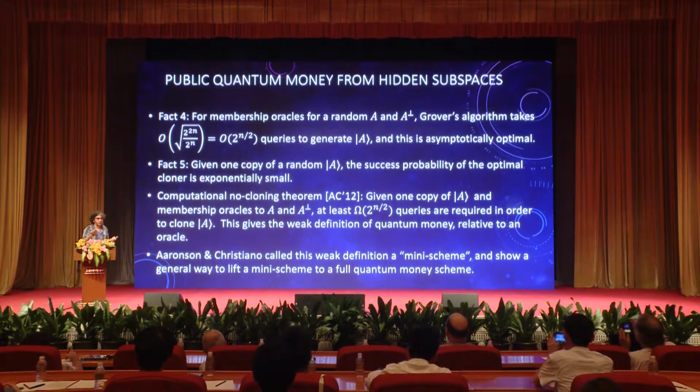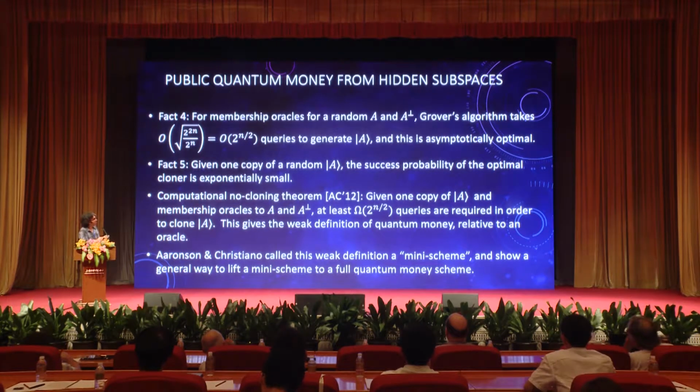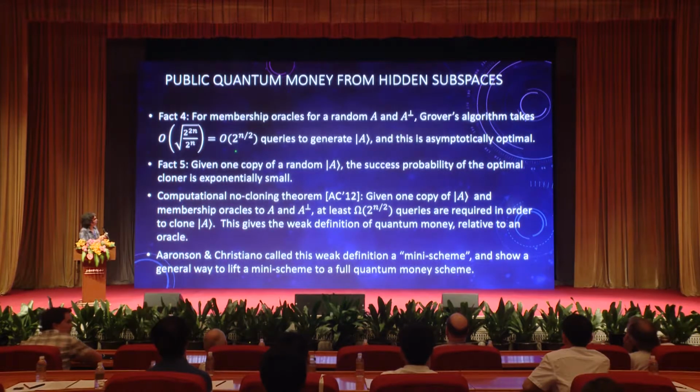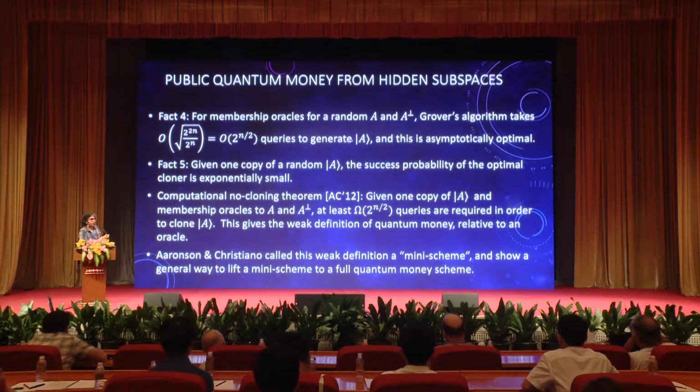The main property that is usually hard to show is the unforgeability. So that's what we're going to talk about now. How do we show this is hard to forge? Aaronson and Christiano show that if we have these membership oracles for A and A dual, using Grover's algorithm on A, it's pretty easy to see that you can generate this uniform superposition using this many steps. But more importantly, this is asymptotically tight. There's nothing better that you can do.